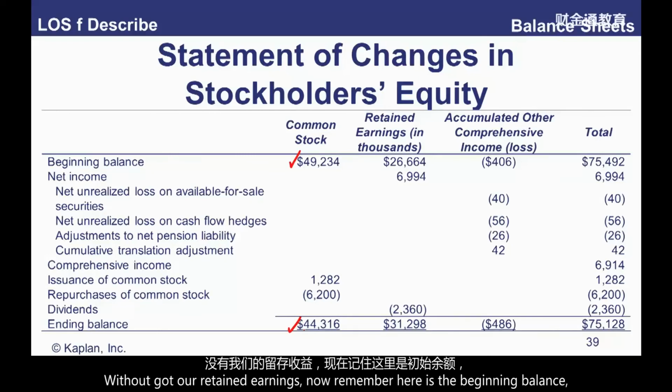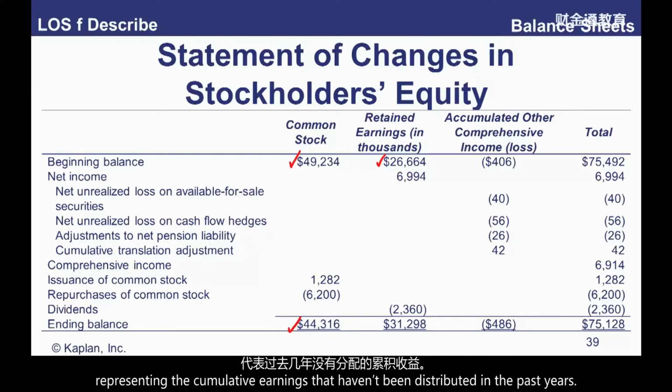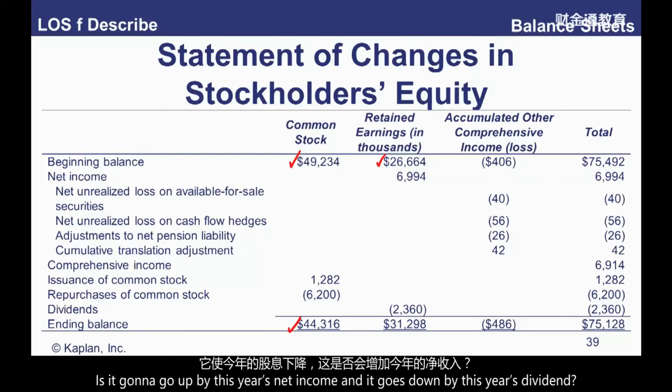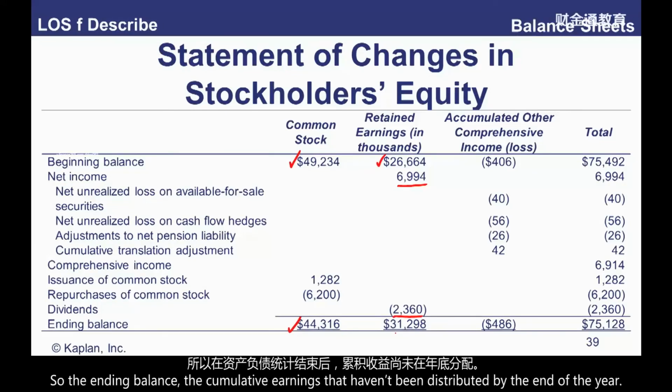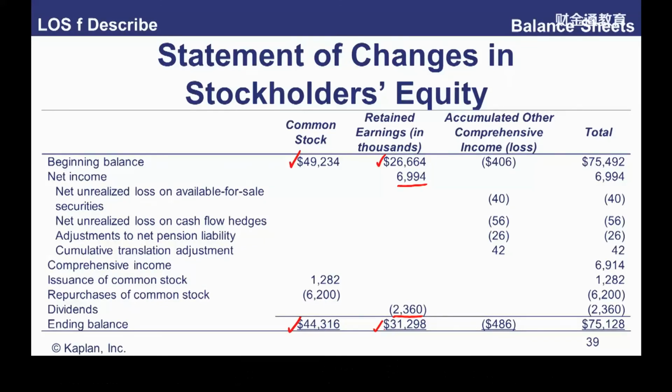We've then got our retained earnings. Now, remember, here is the beginning balance representing the cumulative earnings that haven't been distributed in past years. It's then going to go up by this year's net income, and it goes down by this year's dividend. So the ending balance is the cumulative earnings that haven't been distributed by the end of the year.